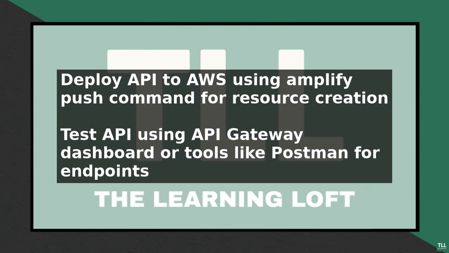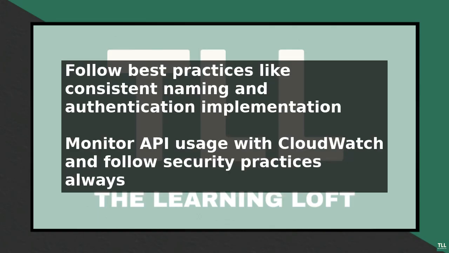Best practices for configuring the AWS Amplify API category include using a consistent naming convention, implementing authentication and authorization, and monitoring your API usage with Amazon CloudWatch. Additionally, make sure to follow security best practices, such as validating user input and using SSL/TLS encryption.